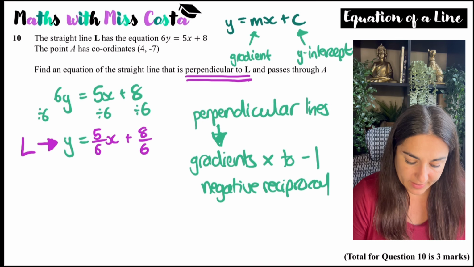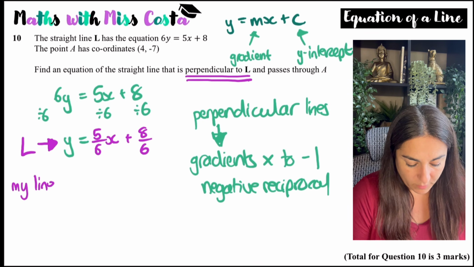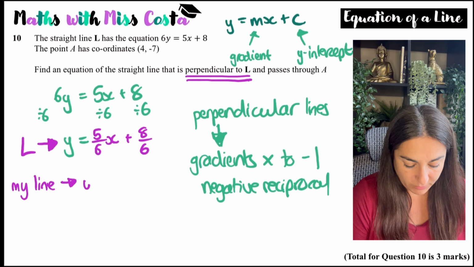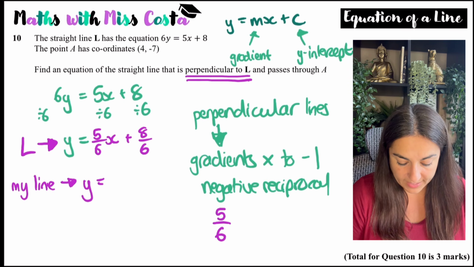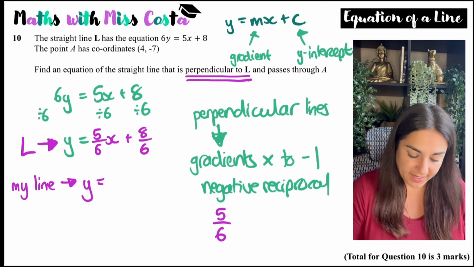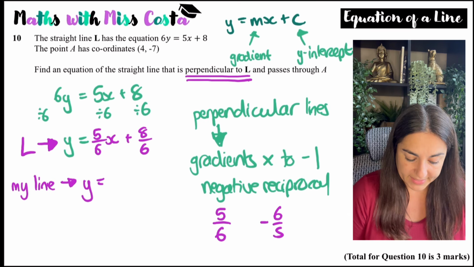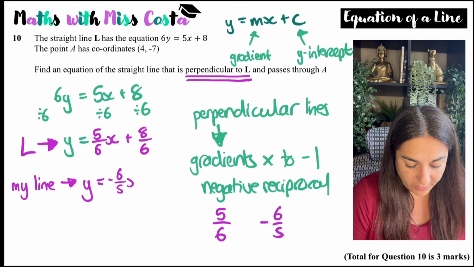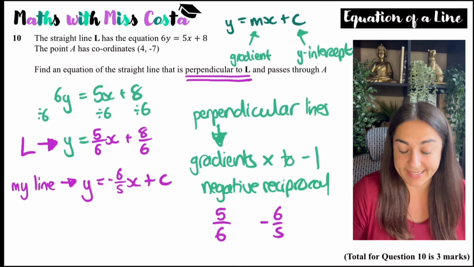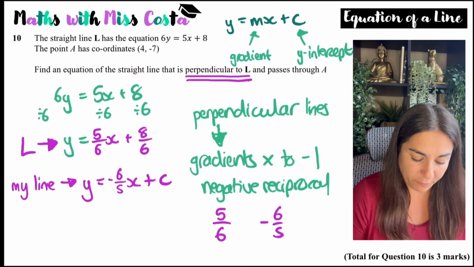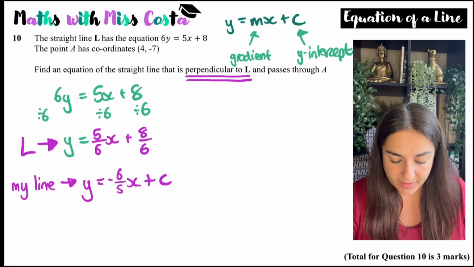So that's line L. My line, they haven't actually told me what it is, y equals something. I just told you that if L has the gradient of 5/6, my line is going to have the negative reciprocal, which would be -6 over 5. So the gradient is going to be -6/5, y equals -6/5 x plus c. I don't know what c is yet, but it's always good to get it into this form. So that's the beginning of finding out what my line is.